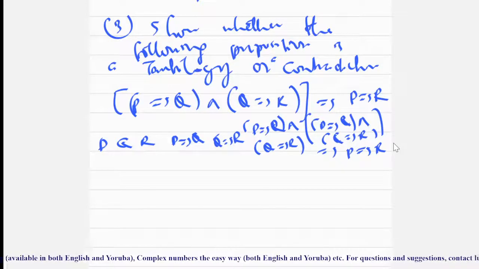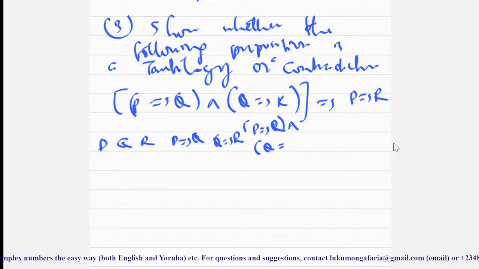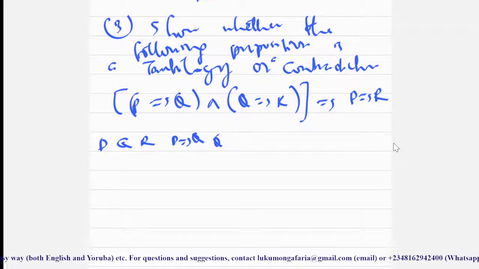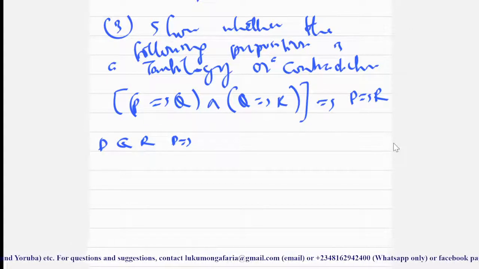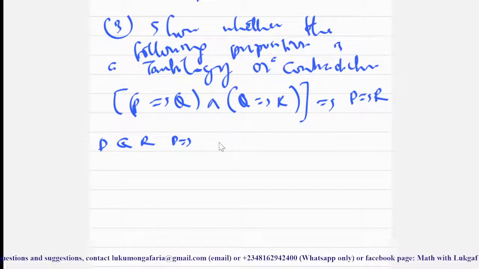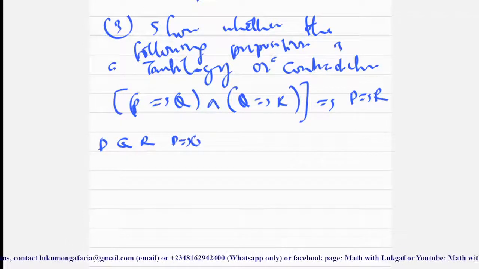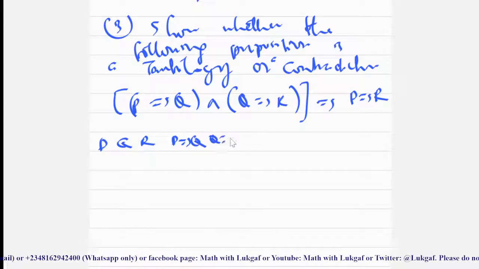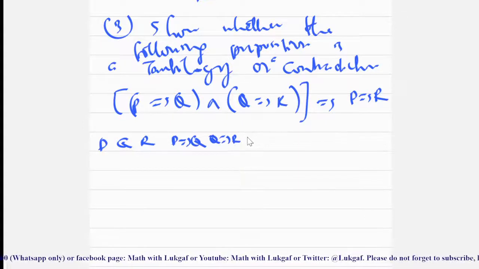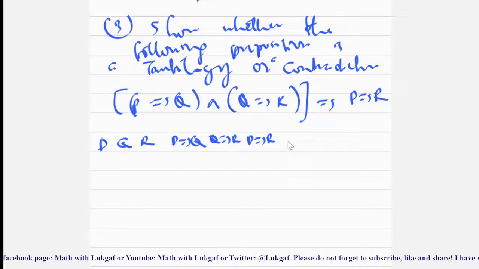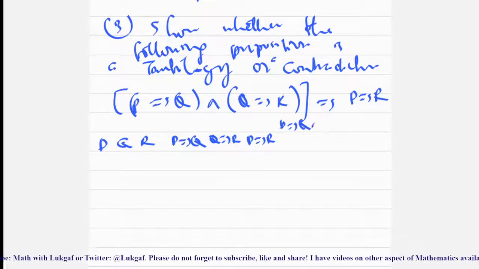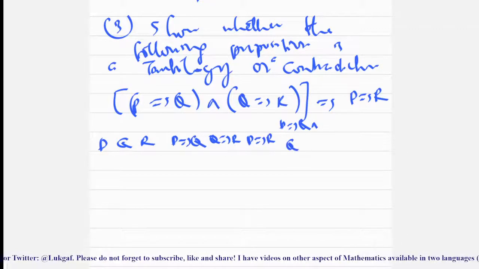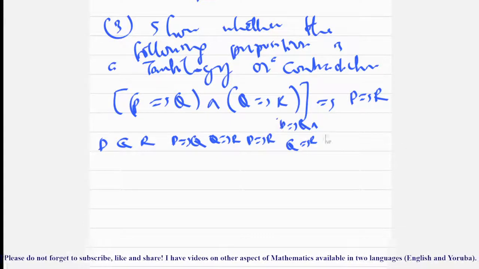So it means I've not found P implies R. Let us redo it again. Don't worry. I want to ensure everything makes sense. Okay, this P implies Q, right? Then I will also need Q implies R, right? I will also need P implies R, right? I will also need what? P implies Q and Q implies R. They are both together.